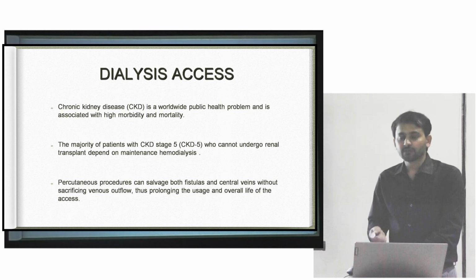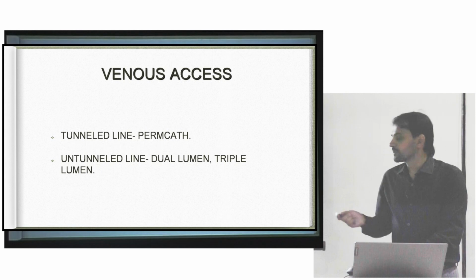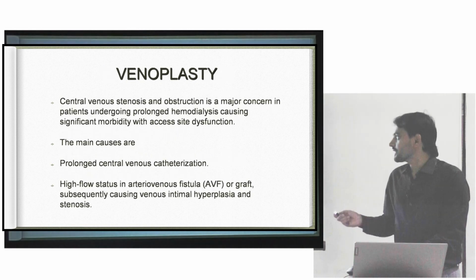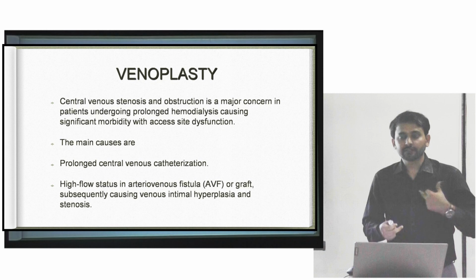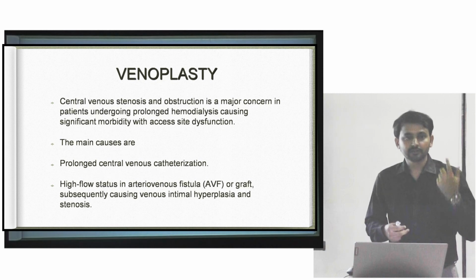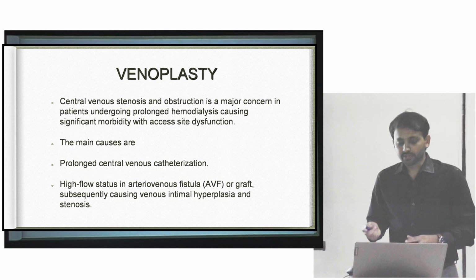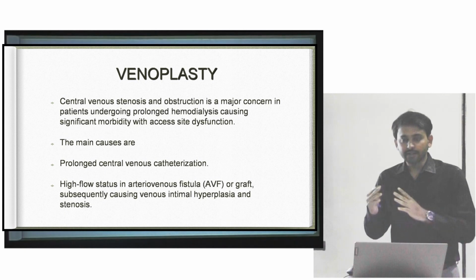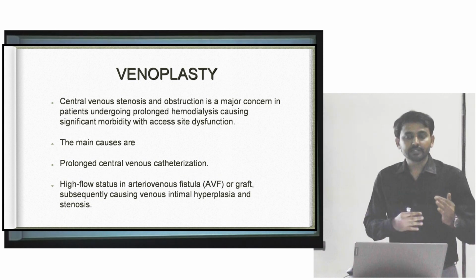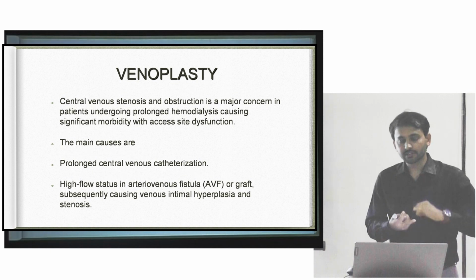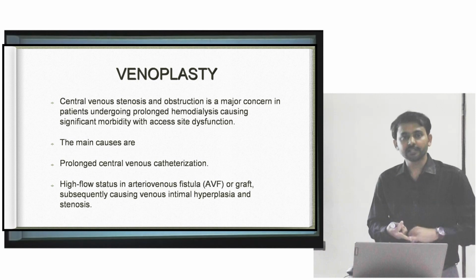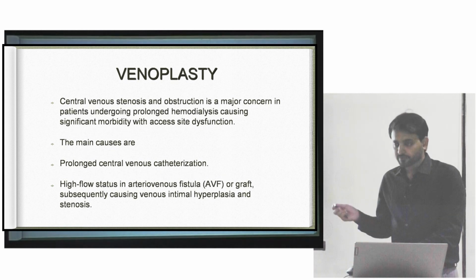Then we put in a catheter for long term access, and for complex perm cath access and venous access we do tunneled line perm caths. So this is the normal perm cath image. And venoplasty: due to central venous stenosis or obstruction, the patient presents with facial and arm swelling. Unless we relieve the central venous obstruction, dialysis won't happen effectively and the patient won't improve symptomatically. So this is another procedure which gives immediate and effective results.